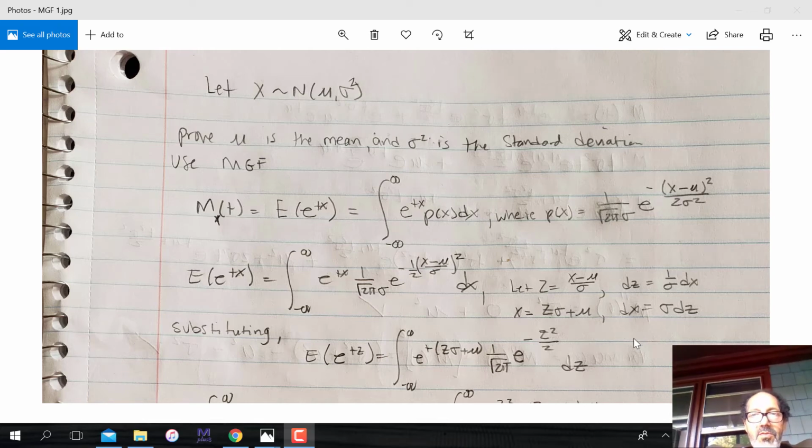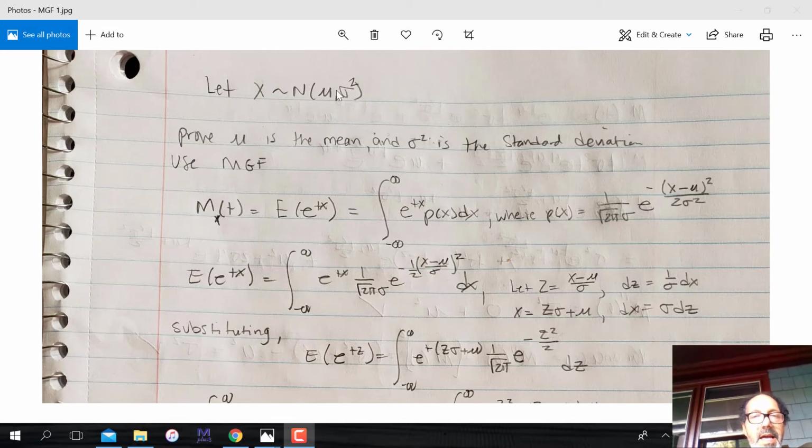Okay, so let's continue with finding the expected value of a normal distribution. So we have a random variable, x, that's normally distributed with a mean of mu and a variance of sigma squared. So you can just take that as is if you'd like, or you can work to find out why that is so, and that's what I'm doing here. So we're going to prove that mu is the mean and sigma squared is the variance of this random variable x, and we want to use a moment generating function approach to get there.